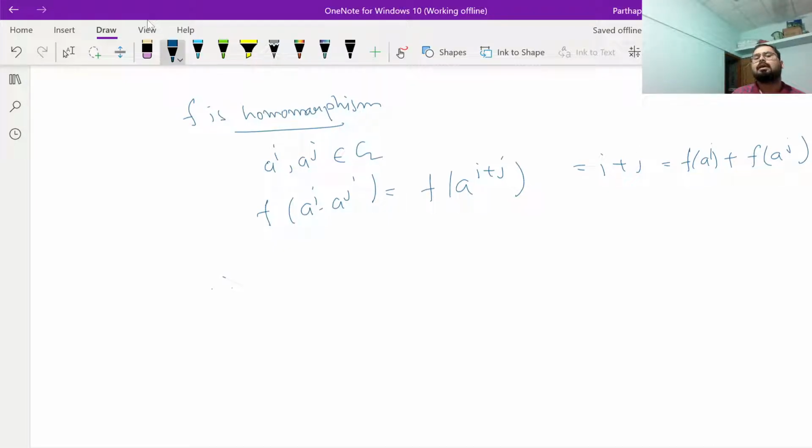So hence there exists an isomorphism from G to Z. So G and Z are isomorphic. So thus any infinite cyclic group is isomorphic to Z.